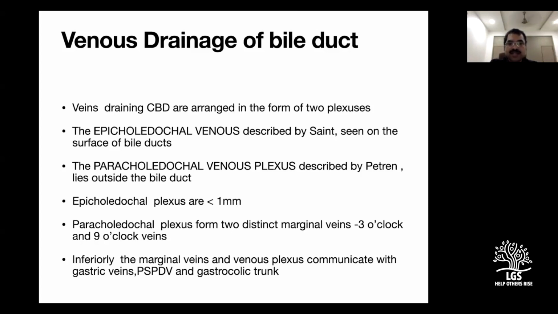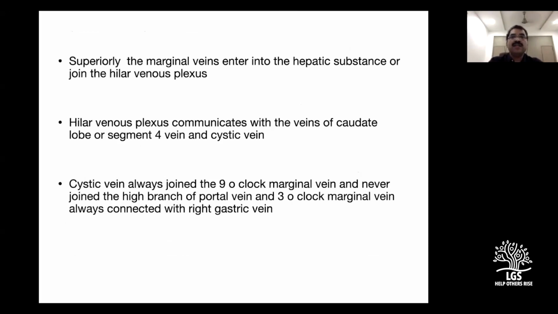And inferiorly, these veins and venous plexuses communicate with the gastric vein, the posterior superior pancreaticoduodenal vein, and the gastrocolic trunk. So superiorly, the marginal vein enters the hepatic substance, or it may join the hilar venous plexus. The hilar venous plexus actually communicates with the veins of the caudate lobe or segment 4 vein and the cystic vein. So these are all important communications when there is obstruction to the portal vein, like thrombosis of the portal vein.